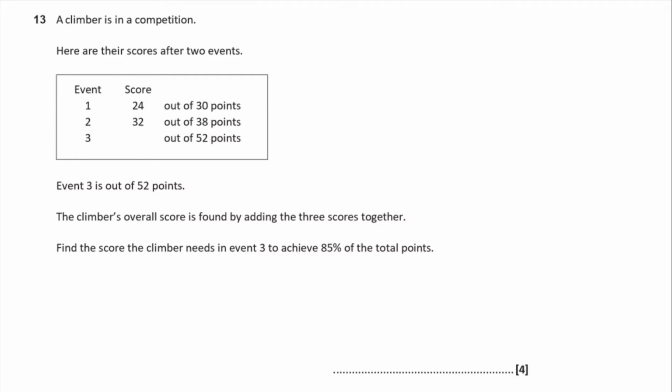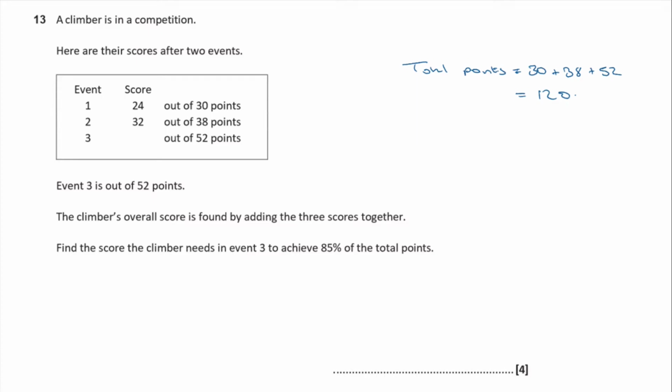The climber's overall score is found by adding the 3 scores together. Find the score the climber needs in event 3 to achieve 85% of the total points. Well, what is the total points? It's going to be those 3 amounts added together. 30 plus 38 plus 52. Now, 38 and 52, 8 onto 52 is 60. Add the 30 is 90. And then add on the 30, that's 120 then. So it's out of 120 points.